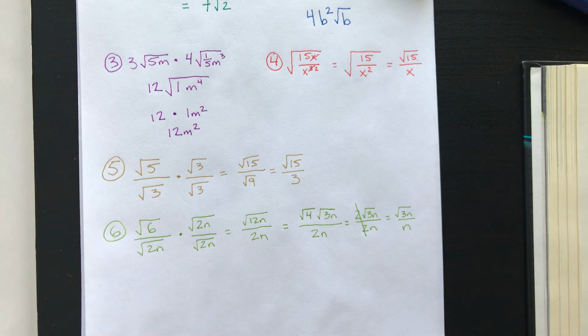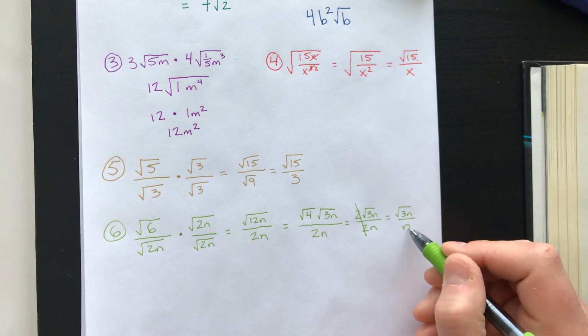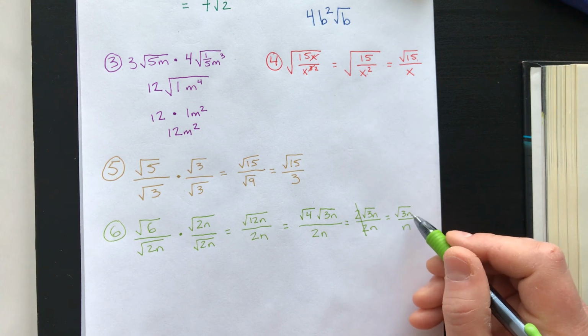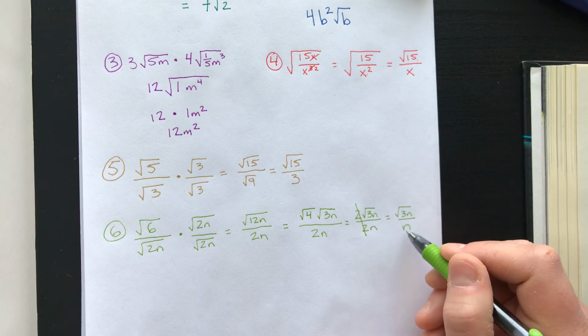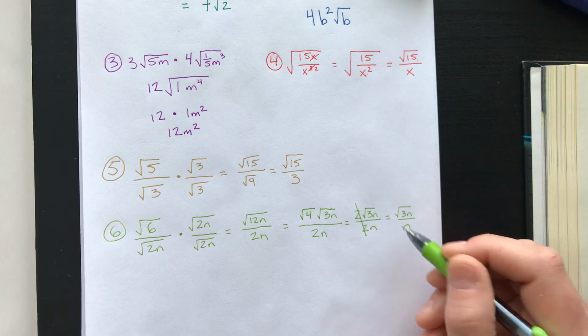And now you might be asking, why can't I cancel the n next to the 3 with the n down here? Well, it's because the n next to the 3 is still in a radical. It's connected to that 3 inside of this radical, so I can't pull it out of the radical and cancel it with this n. So this is my final answer.